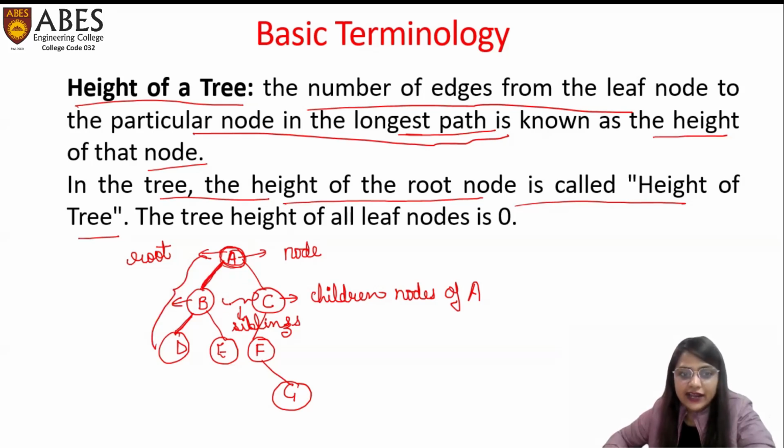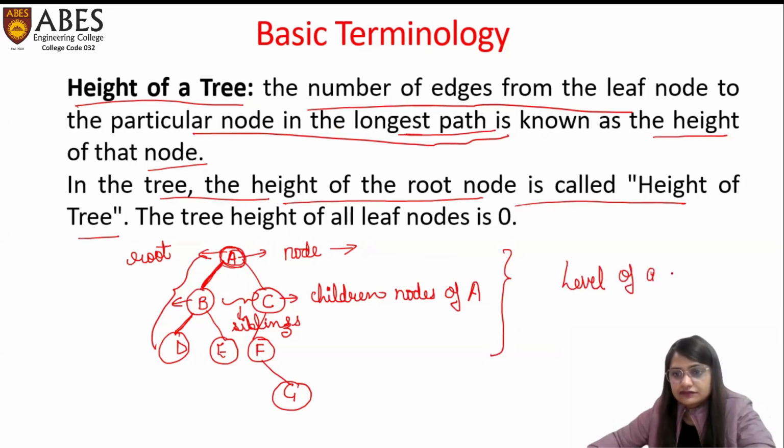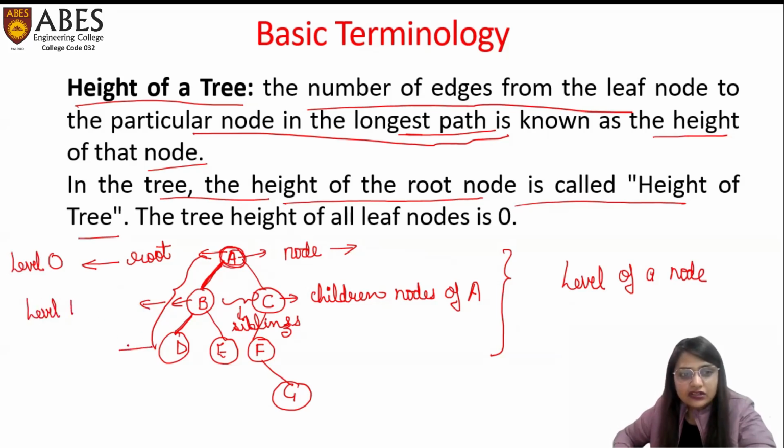If I want to calculate the height of a tree, first of all, consider the levels of a tree. Then we will focus on the height. Level of node: we have to focus that the root node is assigned level 0, and the consecutive children will be assigned level L plus 1. It means it will be assigned level 1. All these nodes will be assigned level 2. And this node, as there is only one node, will be assigned level 3.